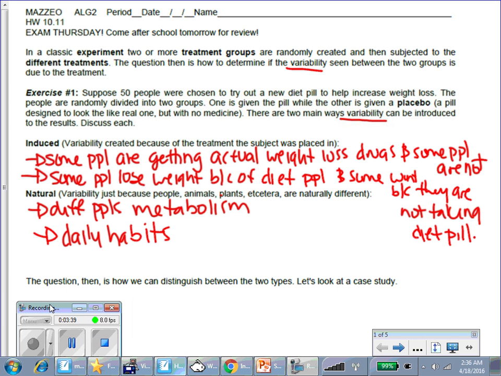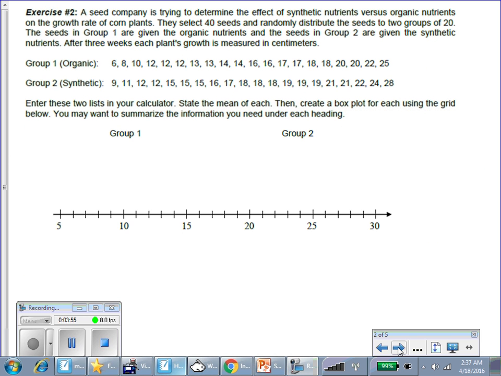Okay, the question then is how can we distinguish between the two types of variability? So we want to know how much is because of induced variability and how much is because of natural variability. That's what we're trying to distinguish between within this lesson. Okay, so let's take a look at a case study.